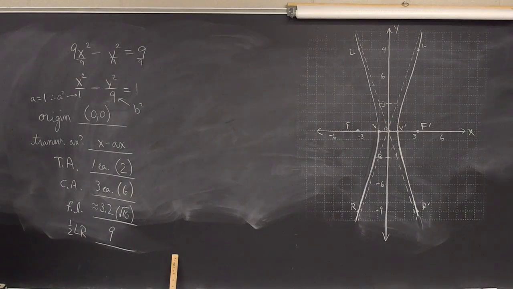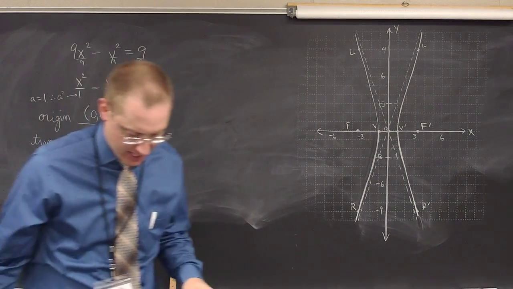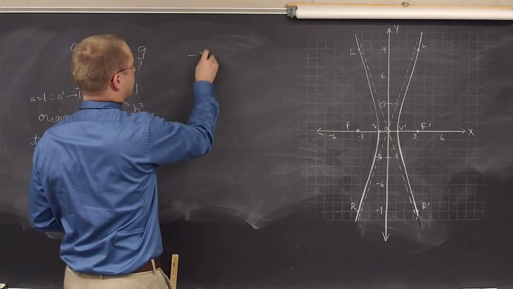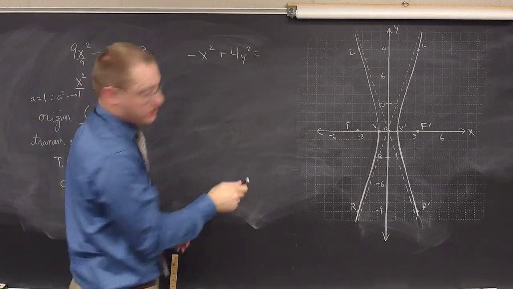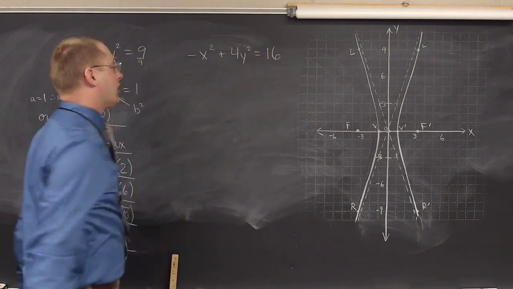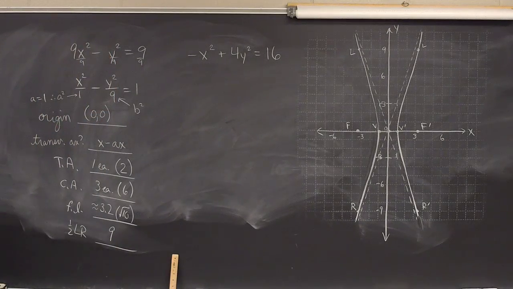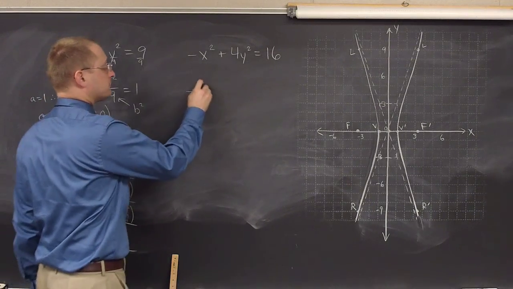All right, let's take a look at the next one then. Letter H, and we had negative x squared plus 4y squared is equal to 16. Same thing. First step is to set it equal to 1. So negative x squared over 16 plus y squared over 4 equals 1. Perfect.